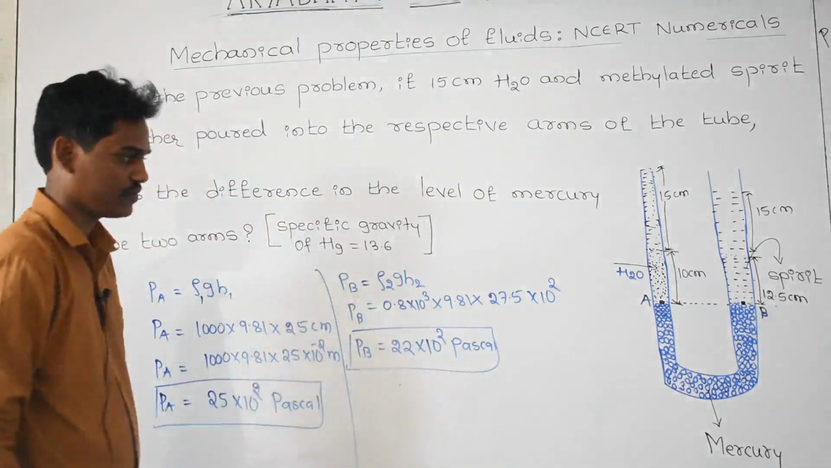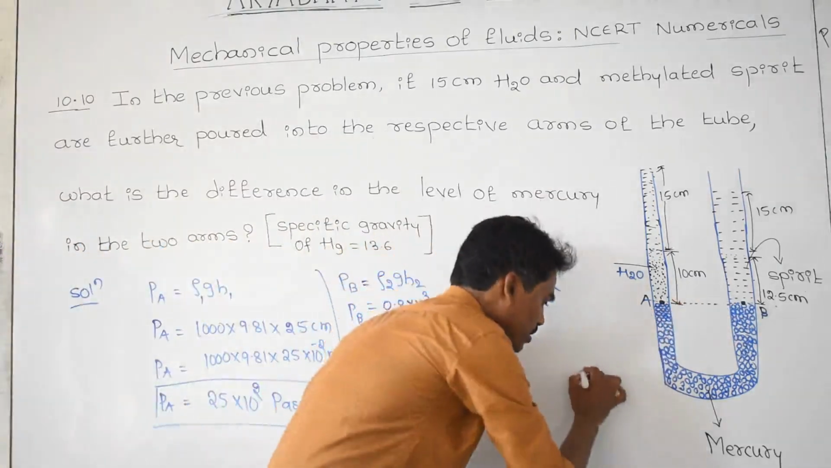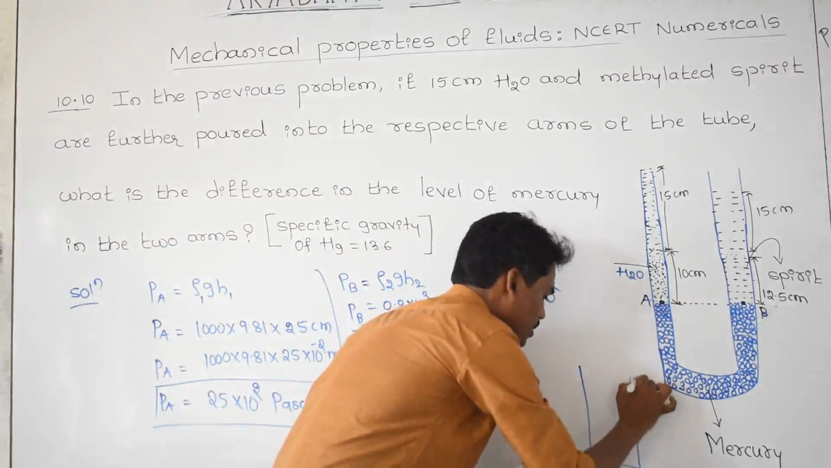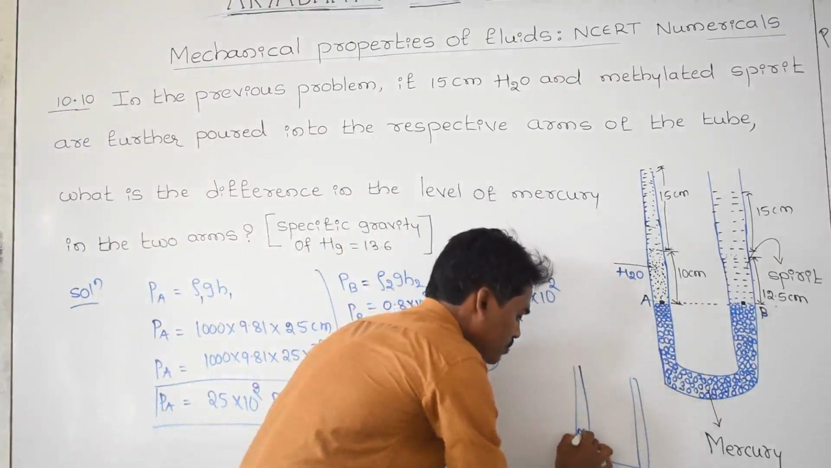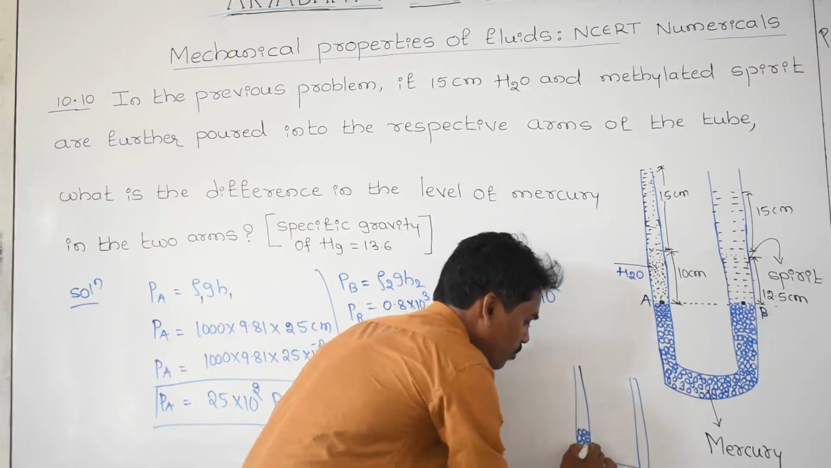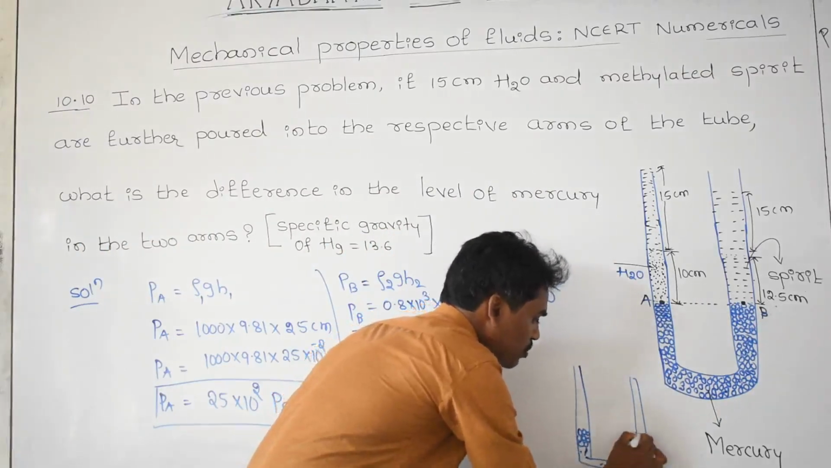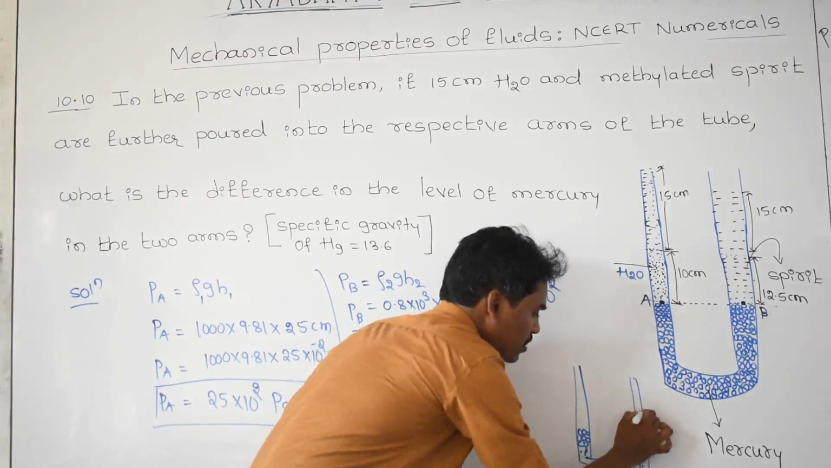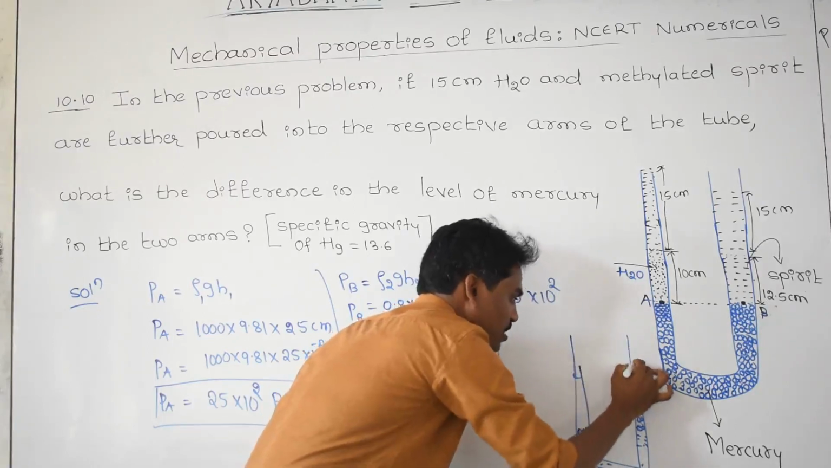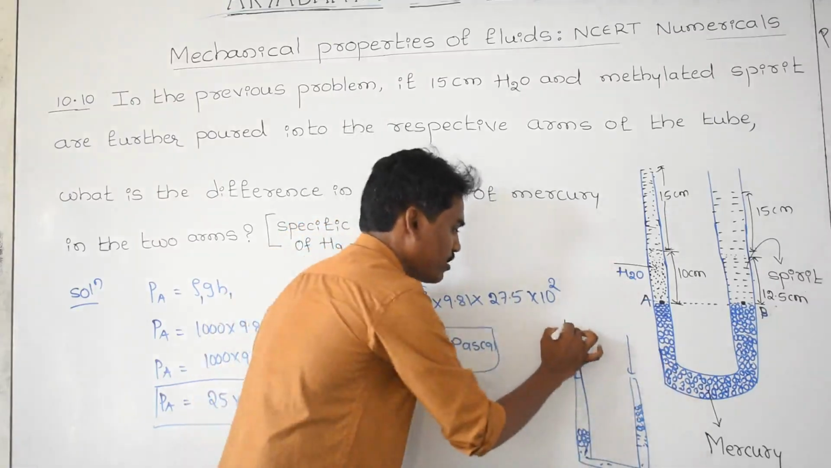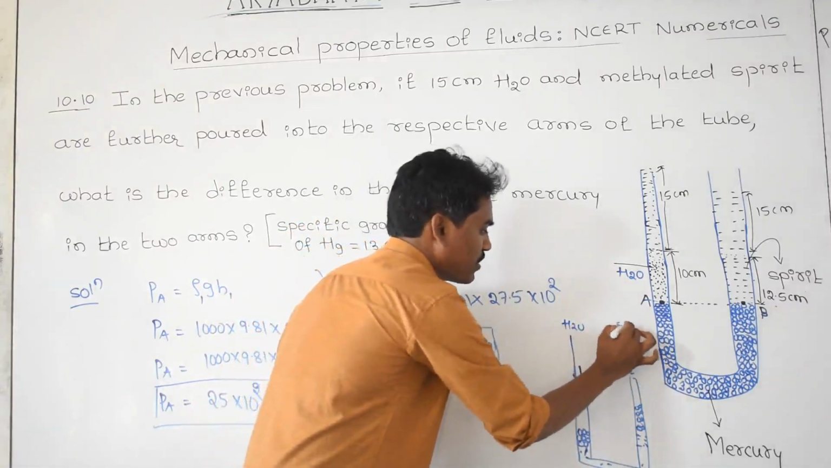And here after adding, the diagram becomes like this. Here the mercury is falling, and here the mercury is somewhat rising. The mercury is rising because here the pressure by the water is more, and the pressure by the spirit is lesser. This is by water, this is by spirit pressure.